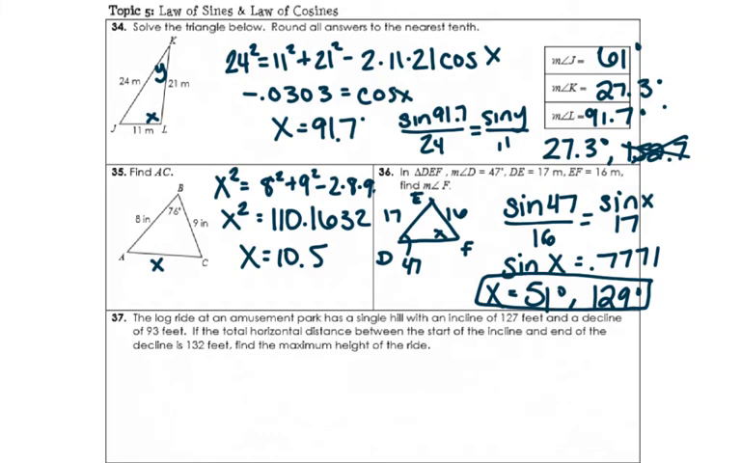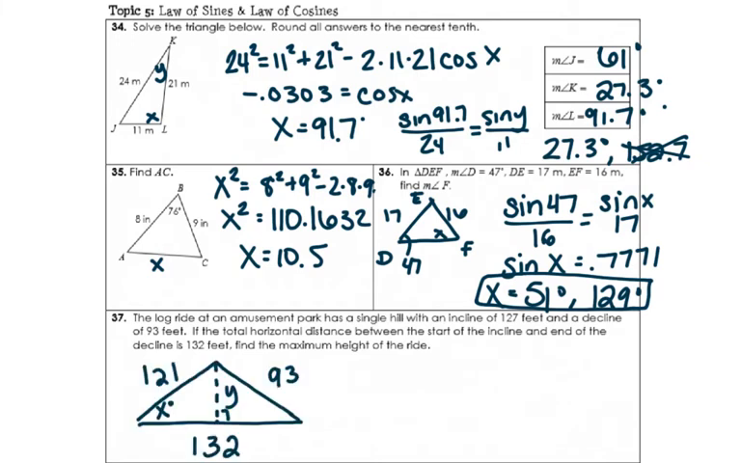Alright, 37. I'm going to draw a picture really fast. Okay. So I'm going to find x first, because I think it's easier. I'm going to use the law of cosines. So I'm going to set this up really quickly.